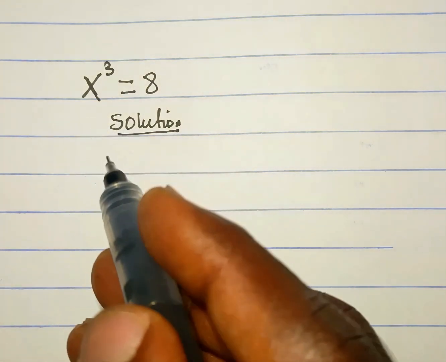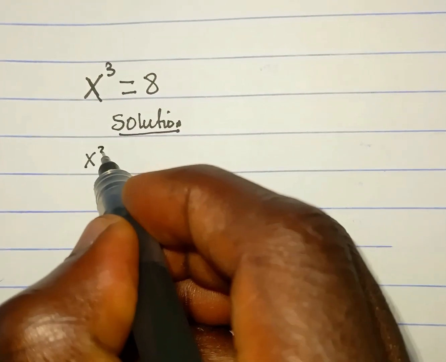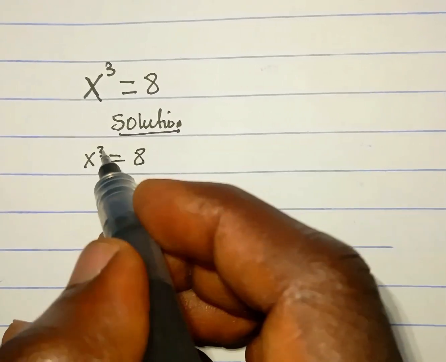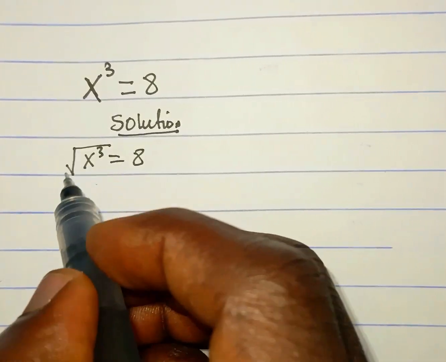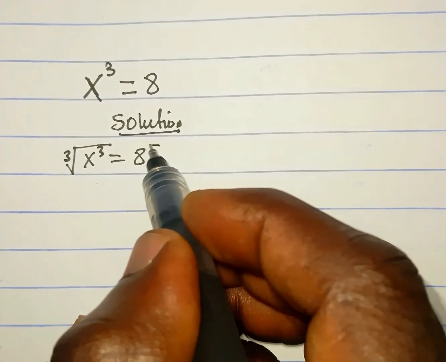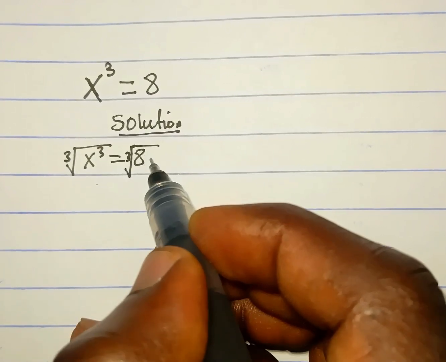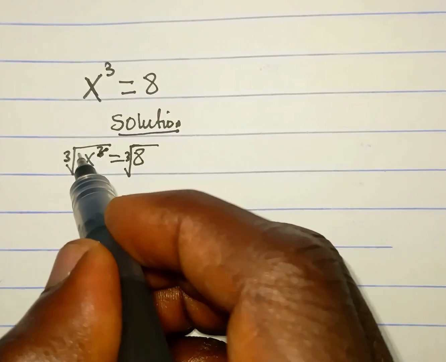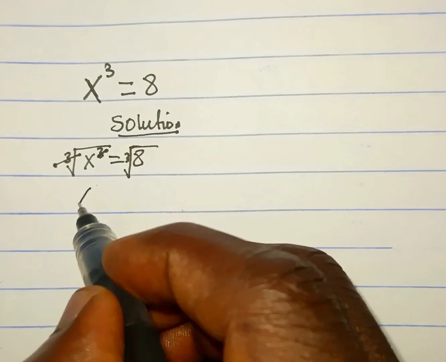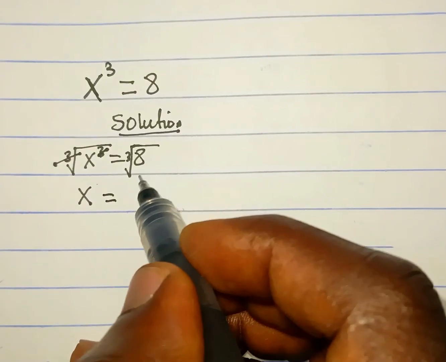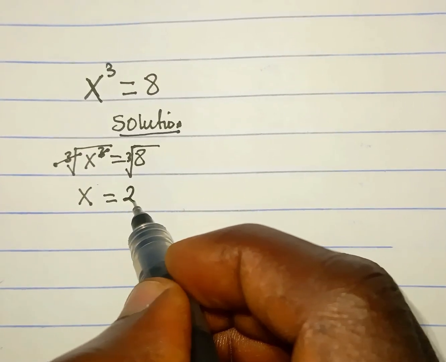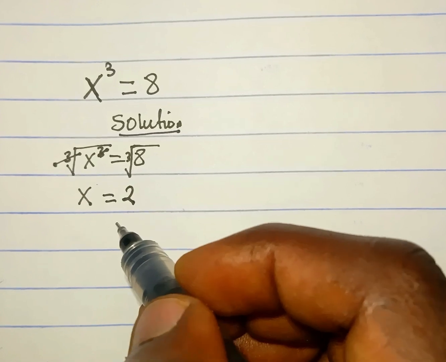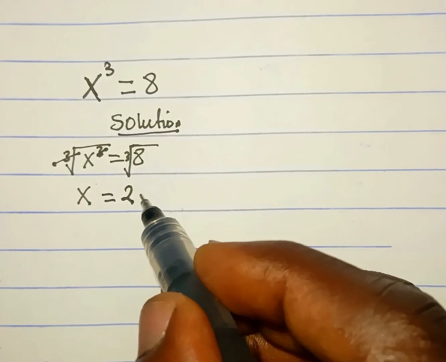Some students, when they see this kind of equation, x to the power 3 is equal to 8, will quickly take the cube root of both sides. So the cube root of x cubed, then the cube root of 8. The cube is going to cancel the cube root, so we are left with x, which is equal to the cube root of 8, which is 2. When you do this, you are going to get only one solution.